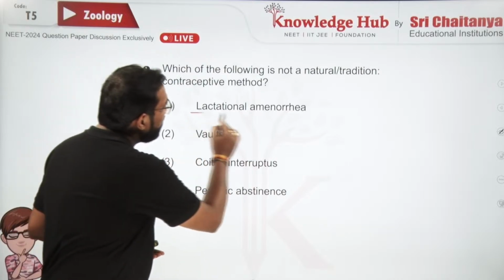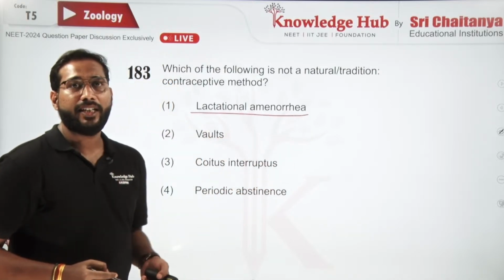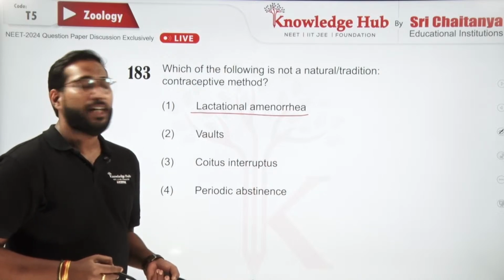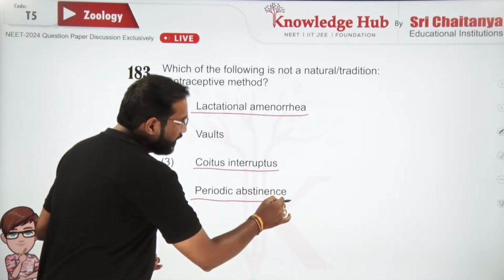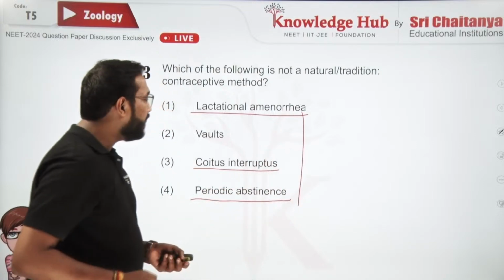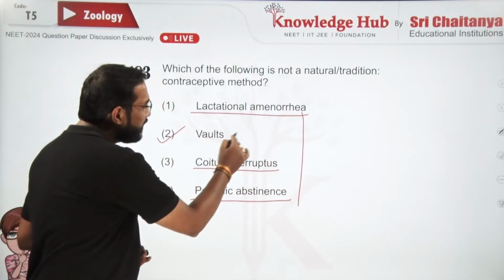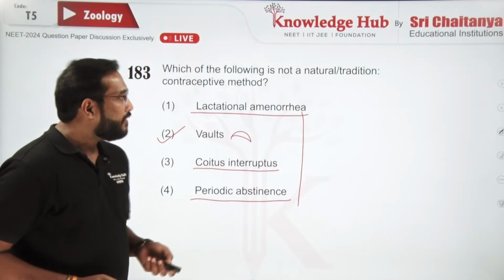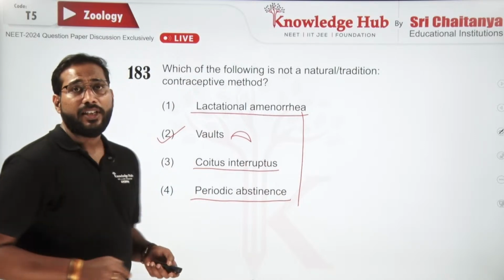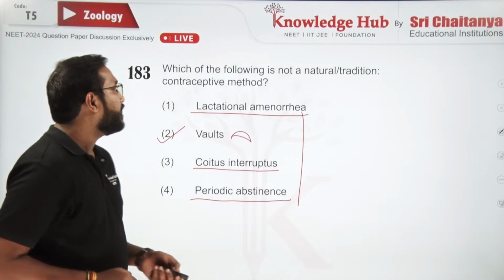So lactational amenorrhea is the absence of the menstrual cycle during the lactational period after parturition. Then you have coitus interruptus and periodic abstinence. These all three are natural methods, whereas vaults are plastic caps which are inserted into the cervix, right? Therefore, it is a physical thing and it is not a natural or traditional method of contraception.